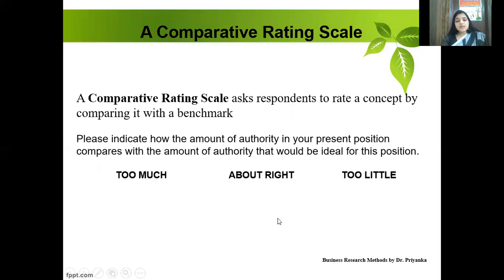Then comparative rating scale. It asks respondents to rate a concept by comparing it with a benchmark. For example, you might decide a benchmark for the people, and you might ask them to rate another company on the basis of that benchmark. For example, please indicate how the amount of authority in your present position compares with the amount of authority that would be ideal for this position. You can compare your own position with the ideal position. This is also a kind of benchmarking. Too much, about right, or too little.